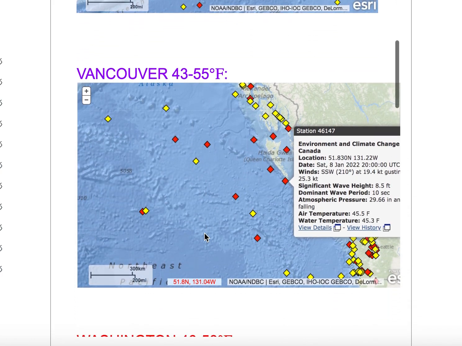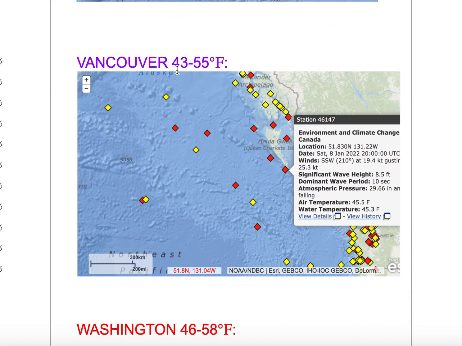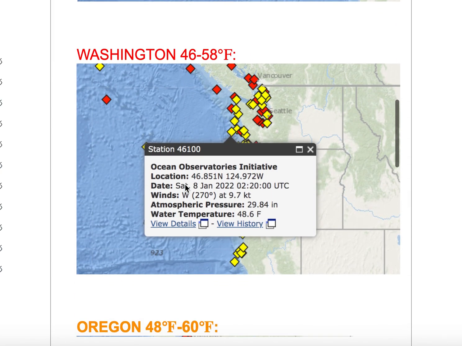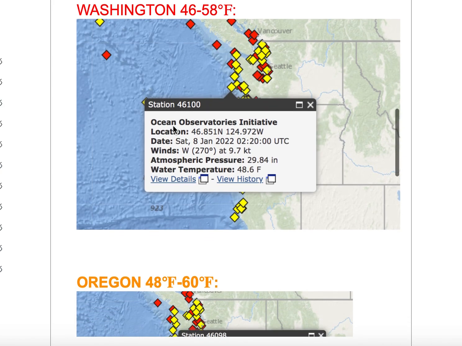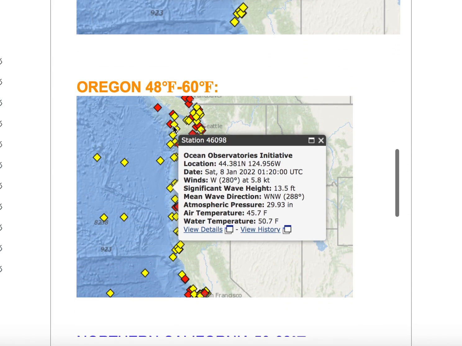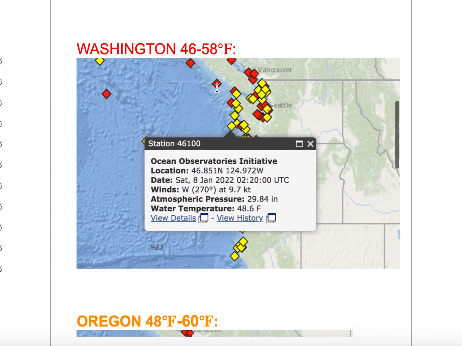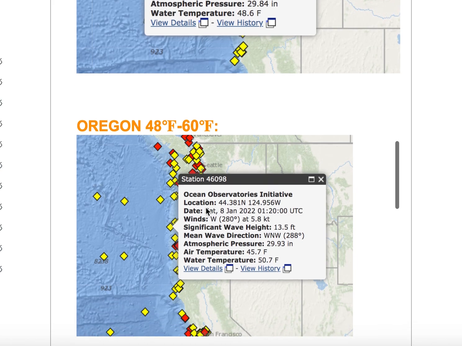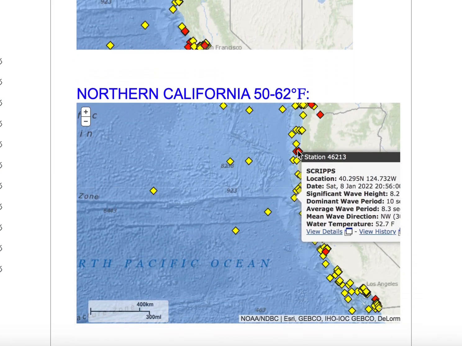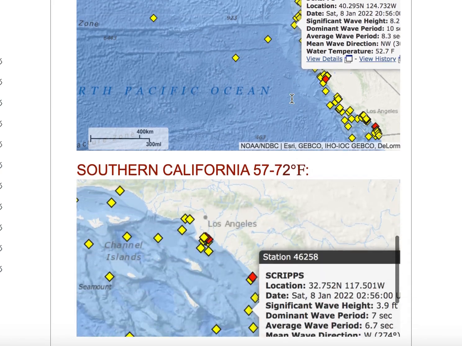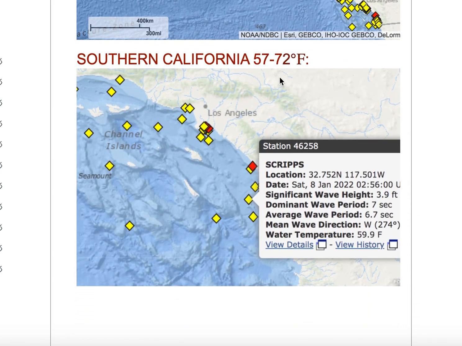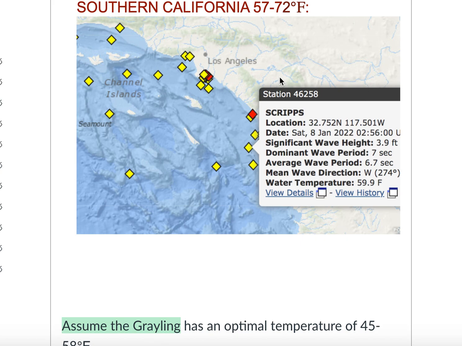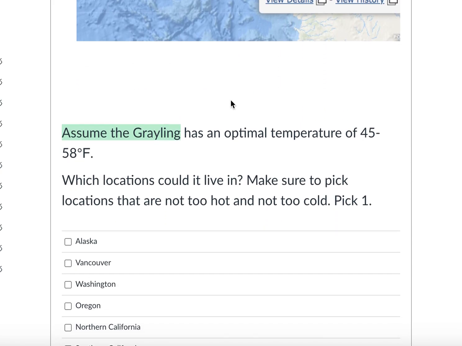Whereas Vancouver, Canada, just a little south, is 43 at the coldest and 55 at the warmest. And Washington state is 46 to 58. So you can see that we're getting a little bit warmer, and go a little further south and it's 48 to 60, only slightly warmer than Washington. But Northern California ranges from about 50 to 62, and Southern California from about 57 to 72. Okay, back to our fish called the grayling.